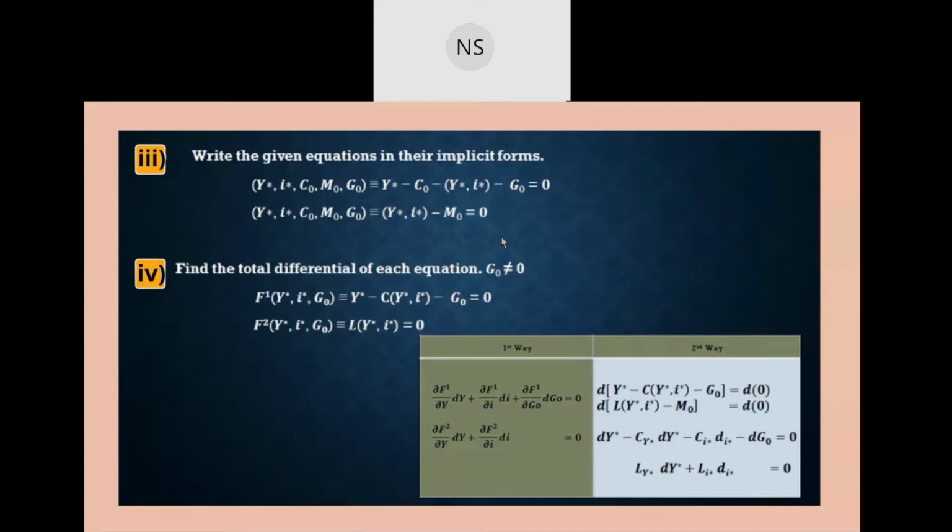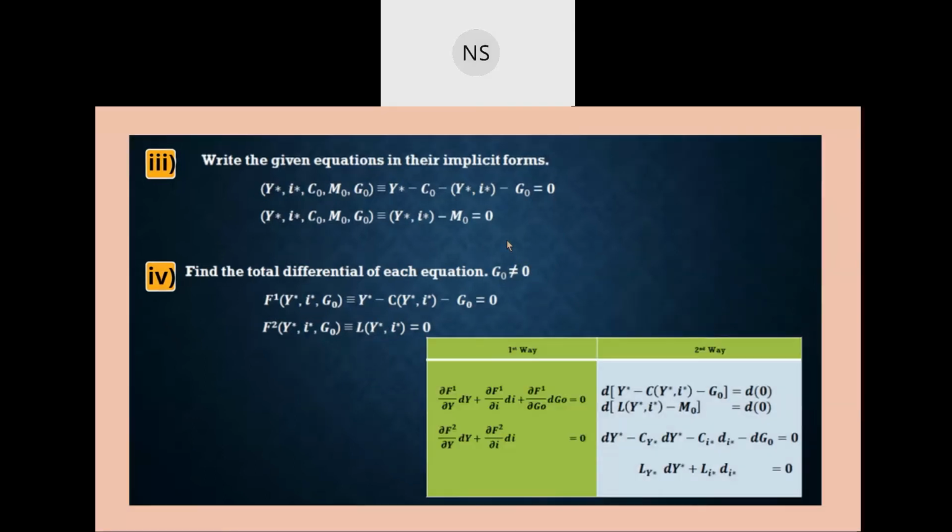I would like to continue to answer the question for problem 2, number 3. The question for number 3 is: write the given equation in its implicit form. For the answer, we can get it from the equation given because the equation in the question is already in implicit form. So the answer for equation 1 is y star minus C null minus I of bracket y star, i star close bracket minus G null equal to 0. And for equation 2 it is L of bracket y star, i star close bracket minus M null equal to 0.